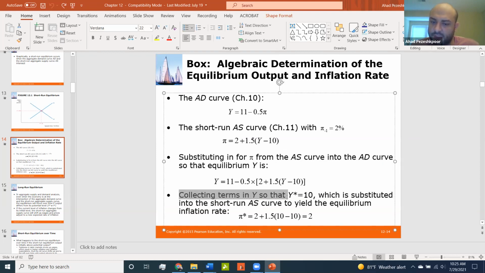Collecting terms in y, so that y star would equal 10. If it's 10, then 10 minus 10 would be equal to 0. Therefore, you have 11 minus 1, which is 10. Yes. So if you solve this, y star equals 10, which is substituted into the short-run aggregate supply curve to yield the equilibrium inflation rate.